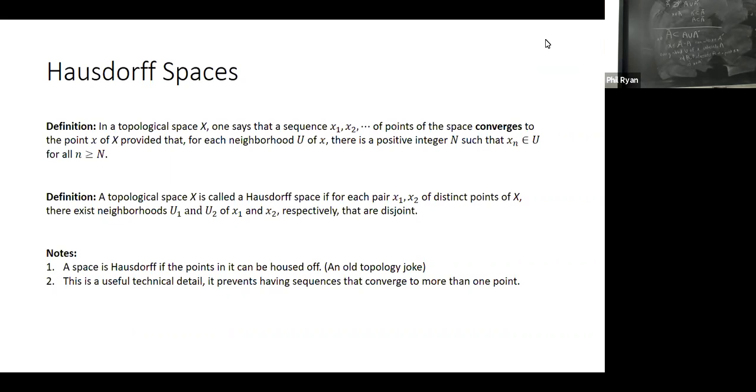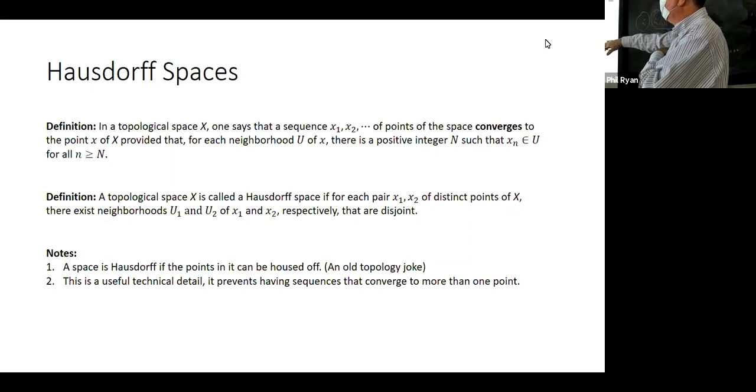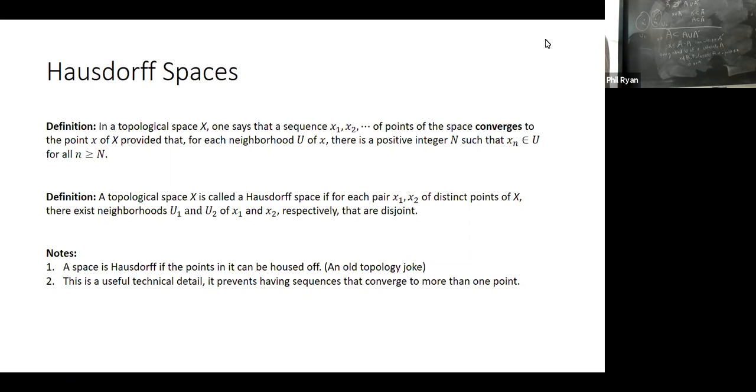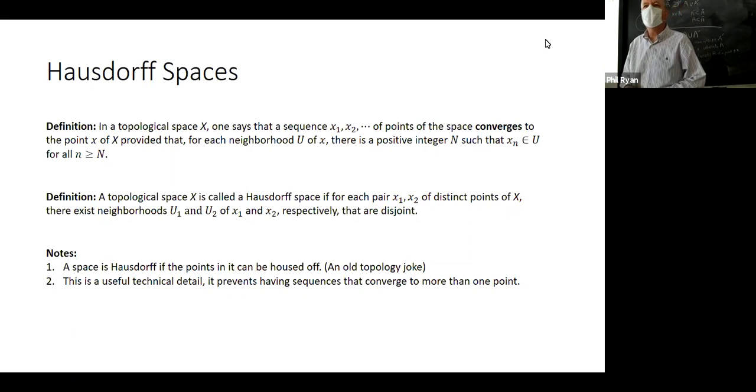A topological space is called Hausdorff if for each pair of distinct points X1 and X2 there exist neighborhoods U1 and U2 of X1 and X2 that are disjoint. The old joke is that they're housed off. So you've got two points X1 and X2, and there exist a U1 and U2. For example, R with the standard topology is definitely Hausdorff, because as long as the points are distinct, you can get a small enough interval around each. And in the next slide, we'll see that this useful technical detail prevents sequences from converging to more than one point.